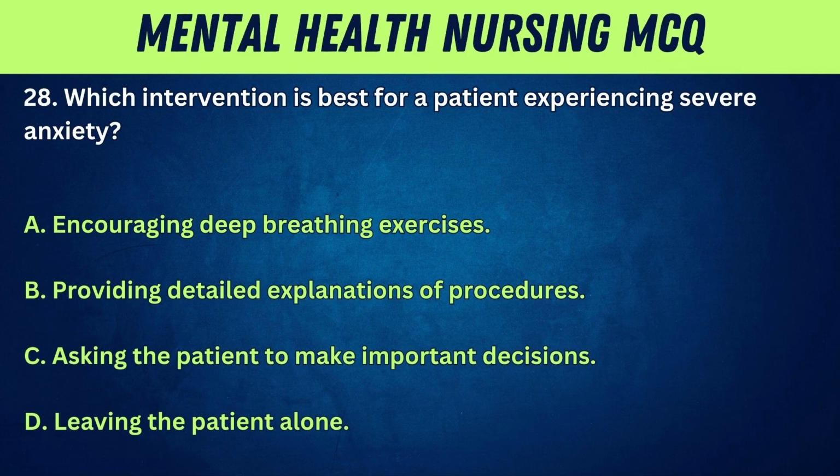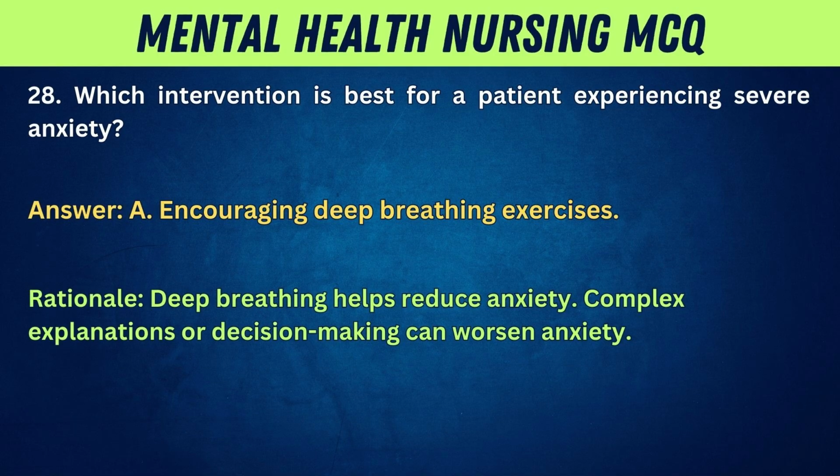28. Which intervention is best for a patient experiencing severe anxiety? A. Encouraging deep breathing exercises. B. Providing detailed explanations of procedures. C. Asking the patient to make important decisions. D. Leaving the patient alone. Answer: A. Encouraging deep breathing exercises. Rationale: deep breathing helps reduce anxiety. Complex explanations or decision-making can worsen anxiety.